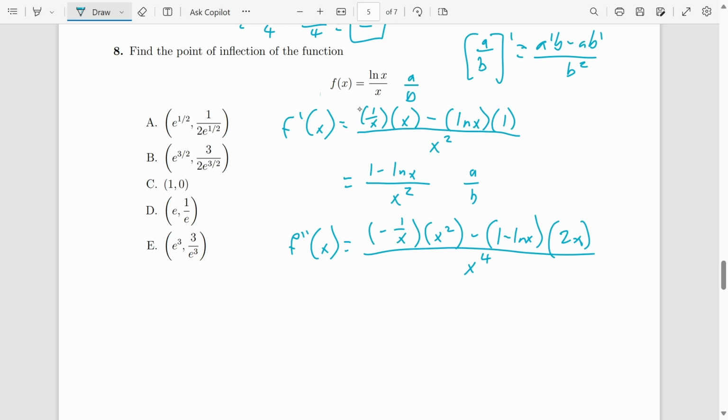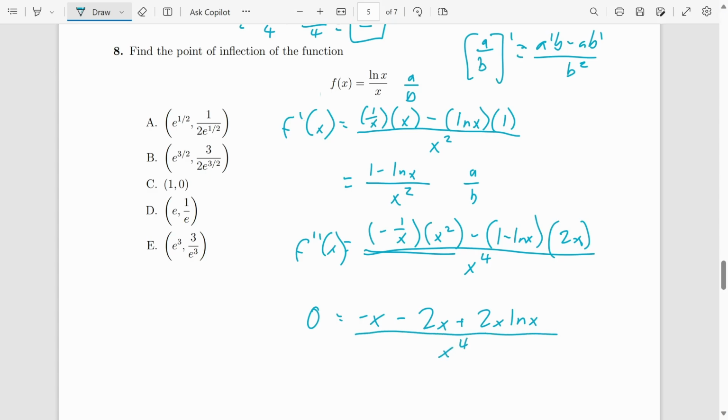Now we can go ahead and set it equal to 0 and see what we get. All right, let's make this easier. Let's keep f double prime of x there, and let's go ahead and simplify this right now. So negative 1 over x times x squared is just negative x. This is minus 1 minus ln x times 2x. So this is going to be minus 2x plus 2x ln x all over x to the 4th.